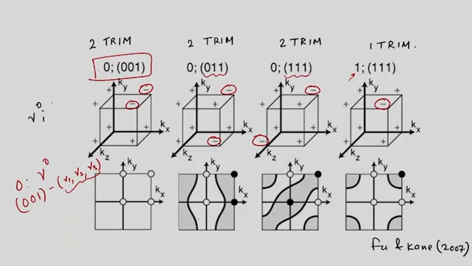So, what happens is that in this particular case, there are an even number of Dirac points, and there are an even number of Dirac points here, and there are an odd number of Dirac points.